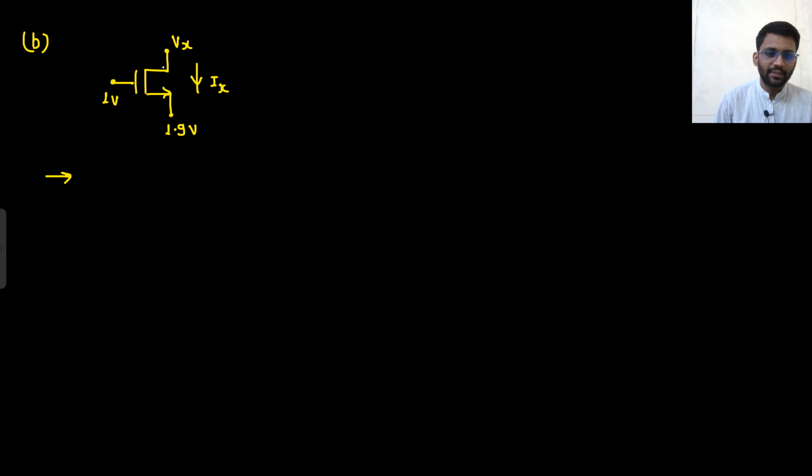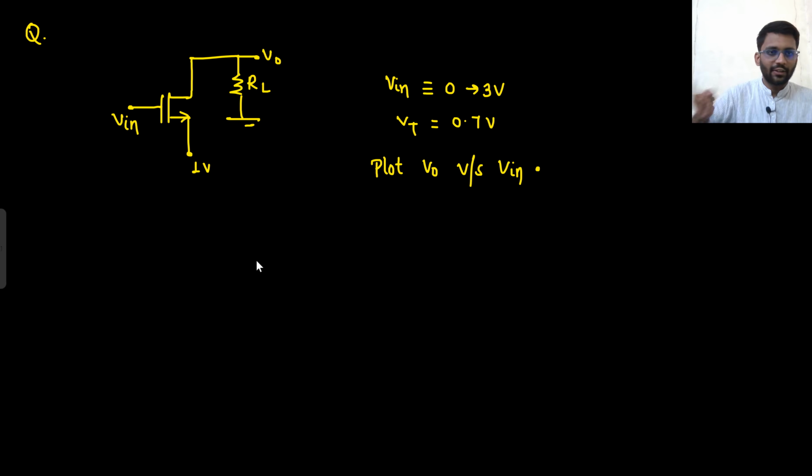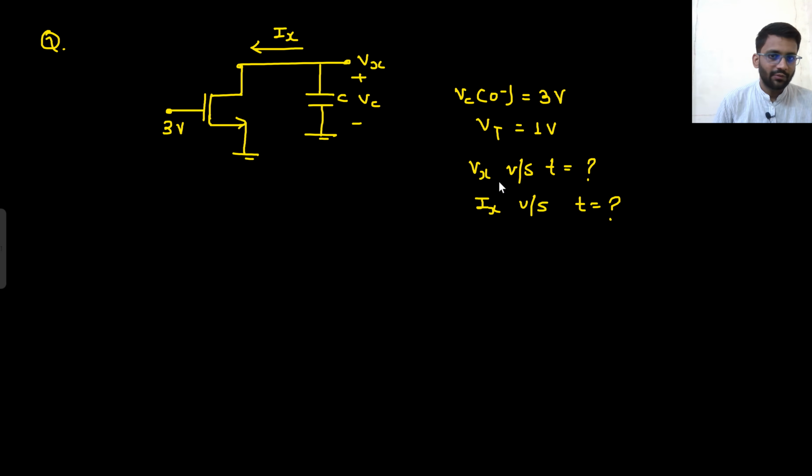Same will be happening with this circuit B. Here also again Vx versus Ix, Vt value is given, Gm you also know, so Vx versus Ix and Gm versus Vx as well, you need to draw. This is the third circuit. Now this is a different kind of question. In this one, Vin value is given. Again, we are sweeping Vin from 0 to 3 volts. You have to plot V0 versus Vin now. In this question, Vx versus t and Ix versus t, the Vx waveform with respect to time and the Ix waveform with respect to time.